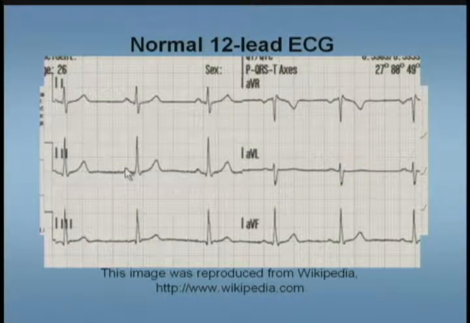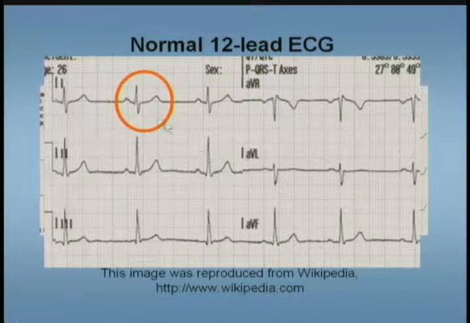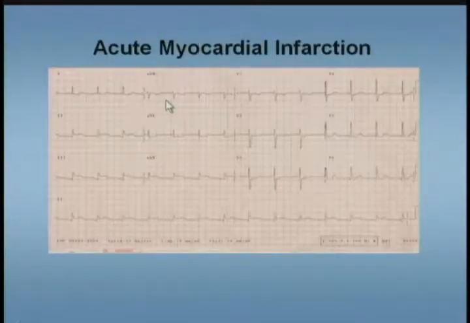P wave, atrial depolarization. QRS, ventricular depolarization. T wave, ventricular repolarization. Normal heart rate is 60 to 100. If the next beat was here, that'd be 300, 150, 100, 75, 60. Normal EKG, P, QRS, and T. That's a normal complex. How beautiful is that?